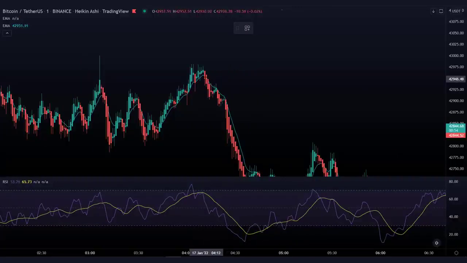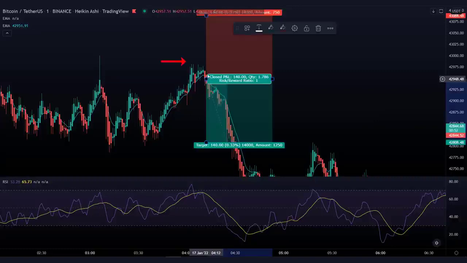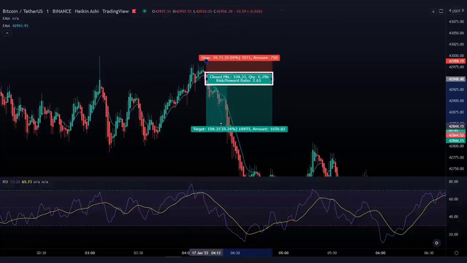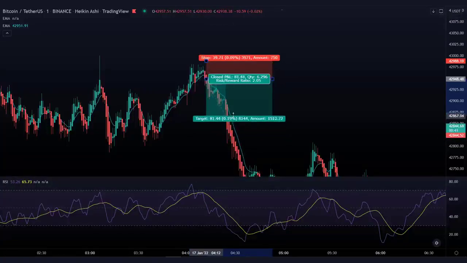We now open a short position with a risk-reward ratio of 2. We set our stop loss above the last high and place our take-profit target twice as far. As you can see, this was an easily profitable short position.